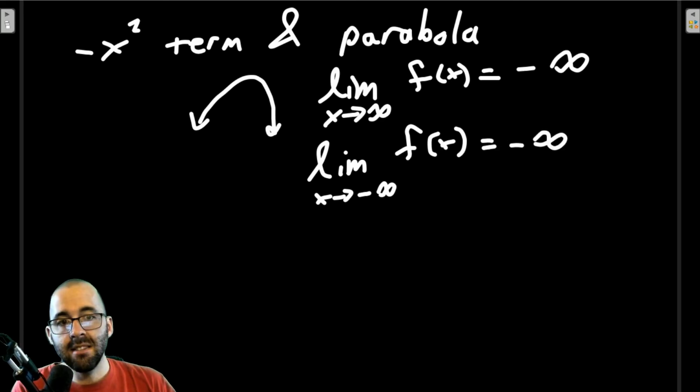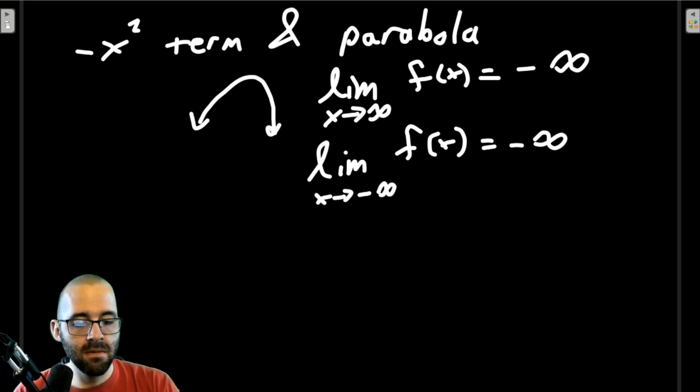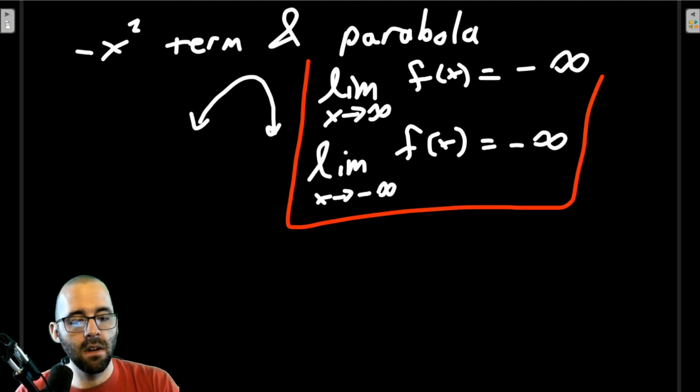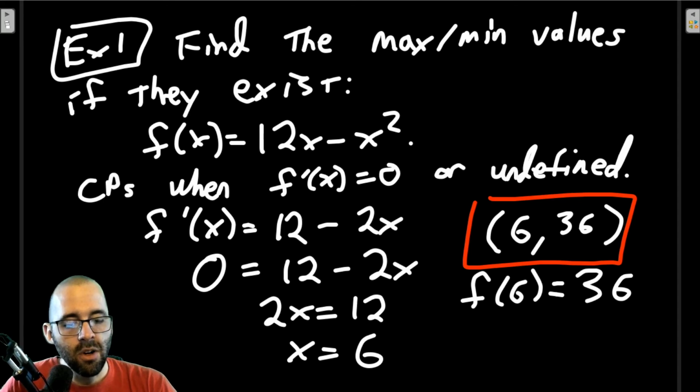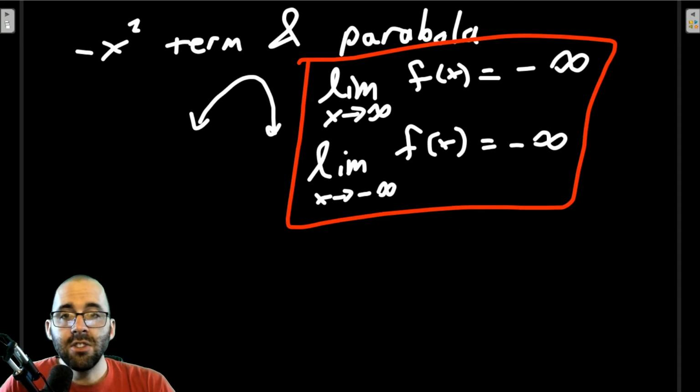So our candidates for global extrema are the critical points and our boundaries. So we have three things we need to compare: the critical point, which is at (6, 36), or the edges of the function, which go off to negative infinity. We're just going to choose the biggest and the smallest.